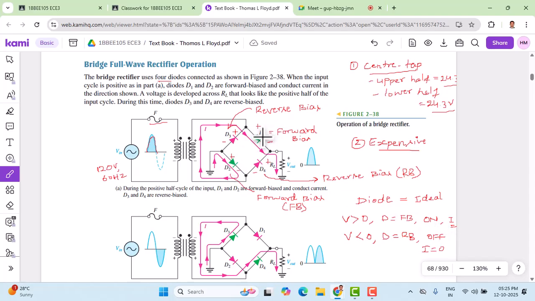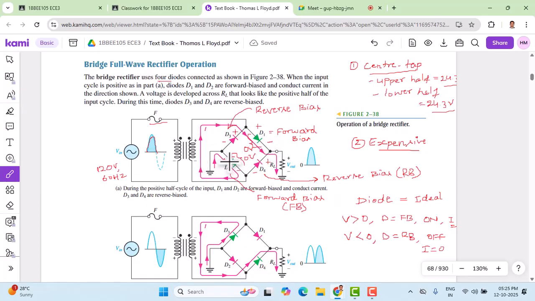So here we treat D1 and D2 as ideal diodes, so across them the voltage drop is going to be 0. We don't have any voltage drop here, so 0 volts. The diode doesn't consume any voltage drop, therefore the voltage across them is 0. So the current direction is shown here.